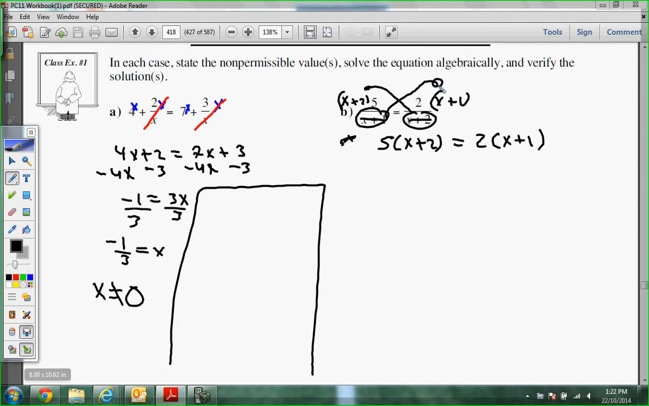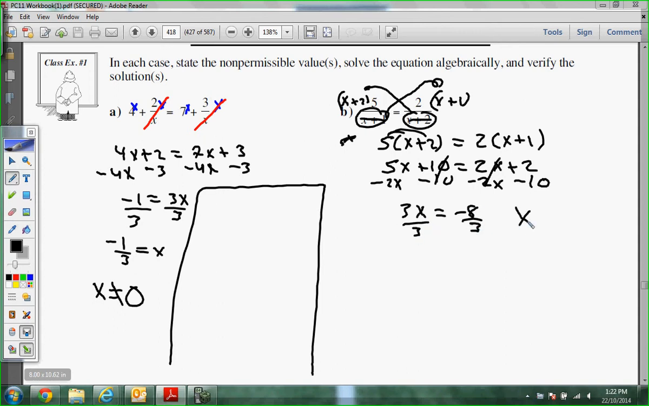Okay, so I'm going to distribute. 5x plus 10 equals 2x plus 2. Move the smallest x, I'm going to minus the 2x. Since I minus 2x, I want to move the 10. That's gone, that's gone. 3x equals negative 8. x is negative 8/3. And from the beginning, what's my non-permissible? Good. x can't be negative 1 because I'd make this 0, and negative 2 because I'd make this 0.